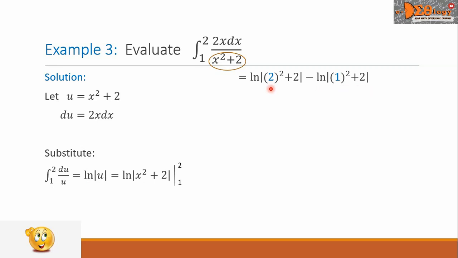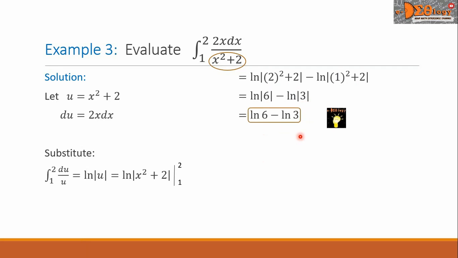This 2 squared is 4, 4 plus 2 is 6. So we have ln of the absolute value of 6 minus, the 1 squared is 1, 1 plus 2 is 3. So we have the natural log of the absolute value of 3. Since we see here that the values 6 and 3 are both positive, we can remove the absolute value symbol. So we have ln of 6 minus ln of 3. This is the final answer.